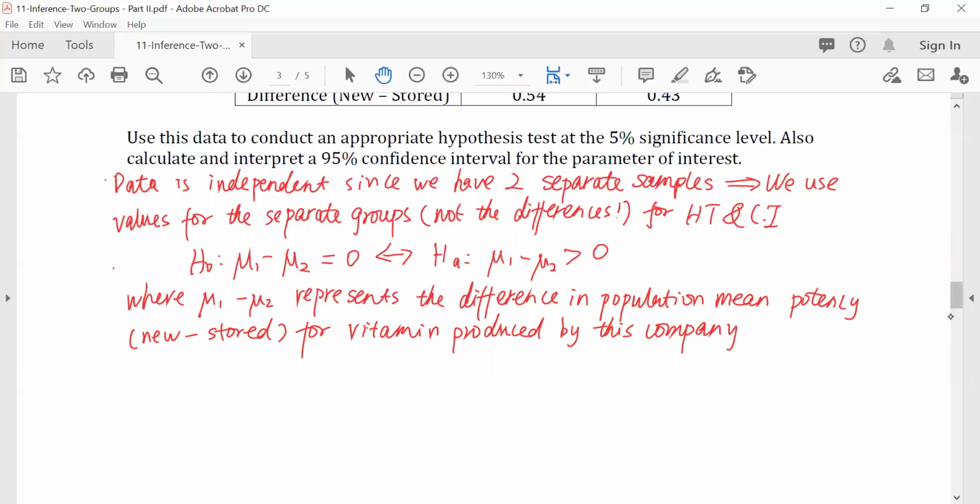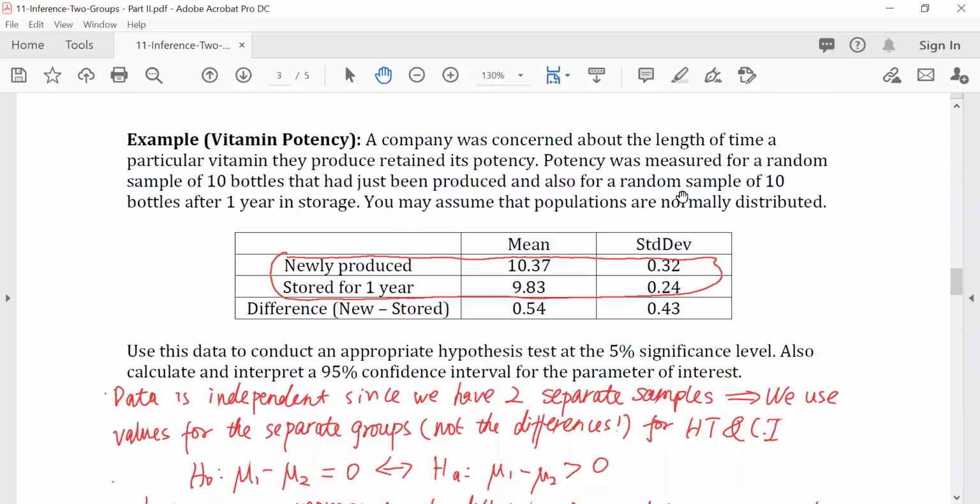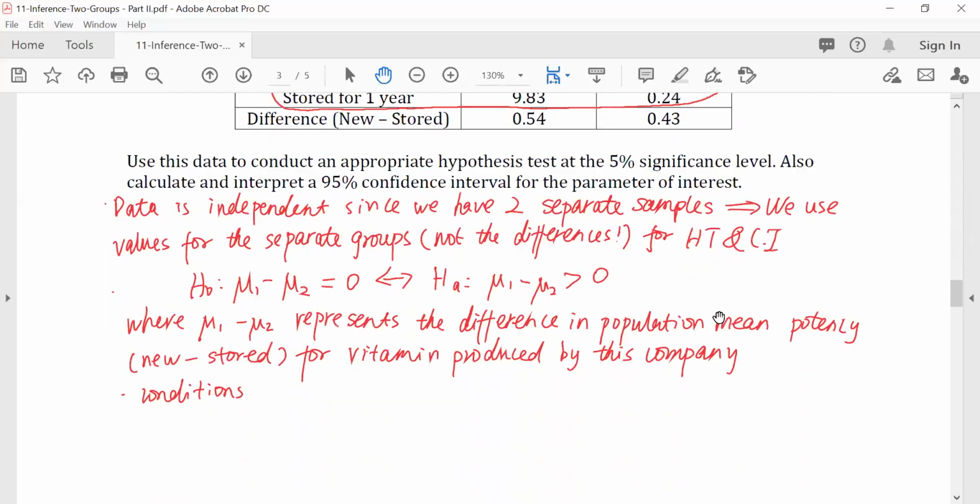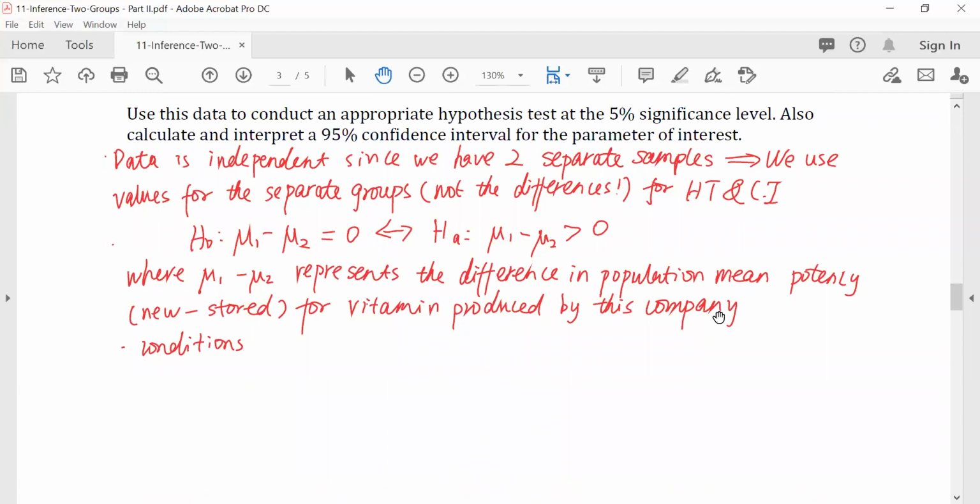The second step is to check on the conditions. So we are told that those are random samples. Both samples are random samples, and we assume the populations are normal. And it's reasonable to believe that those two are independent as well, right? So our conditions are met.